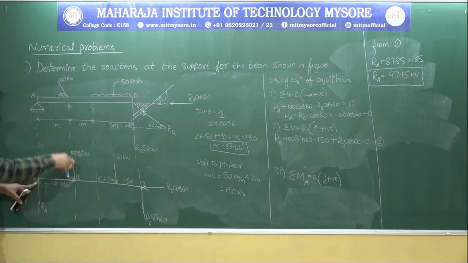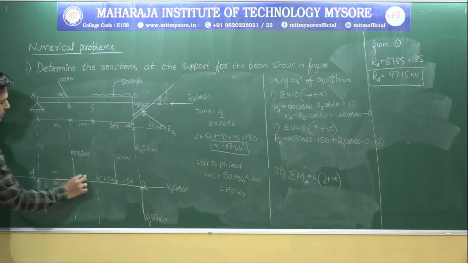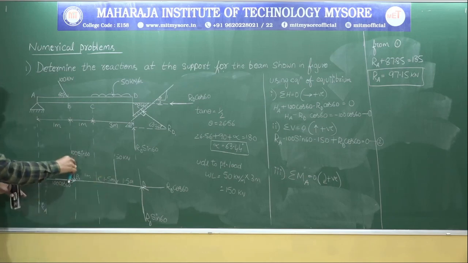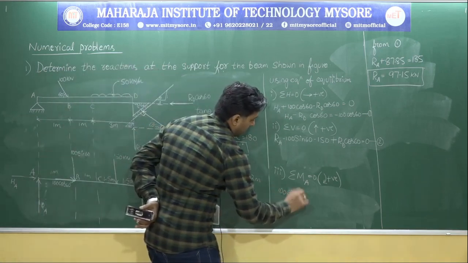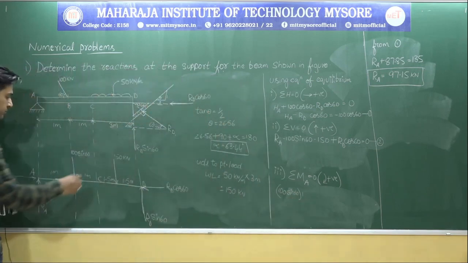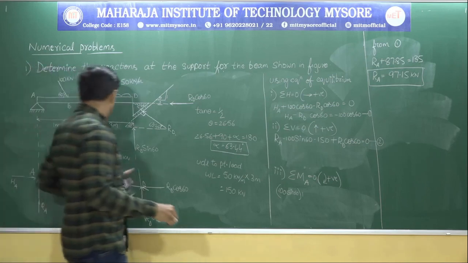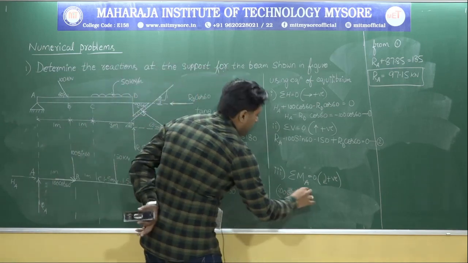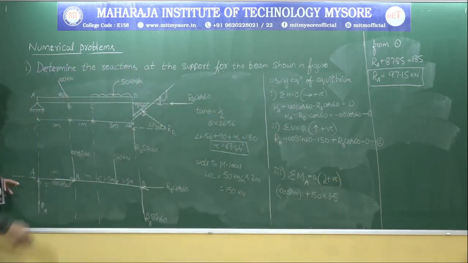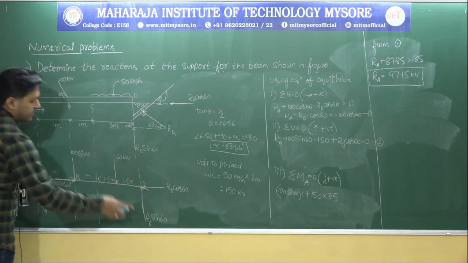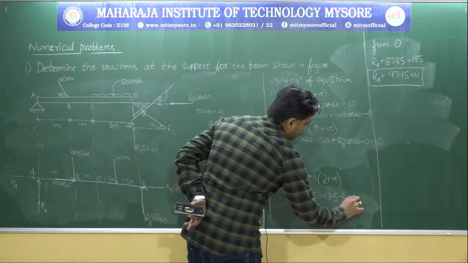So it's 100 sine 60, and it goes and touches in the clockwise direction. 100 sine 60 into 1 meter. Next, there is one more, 150 kilonewton. It also acts in the clockwise direction. What is the total distance? 3.5. So clockwise is 150 into 3.5. Next, there is one more acting in the upward direction. It is anti-clockwise: minus RD sine 60 into its distance.